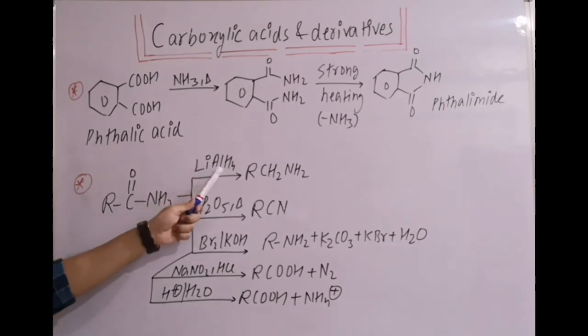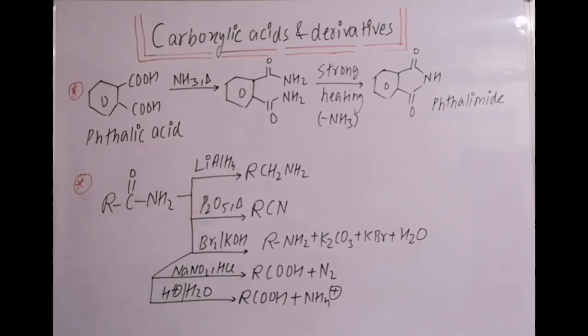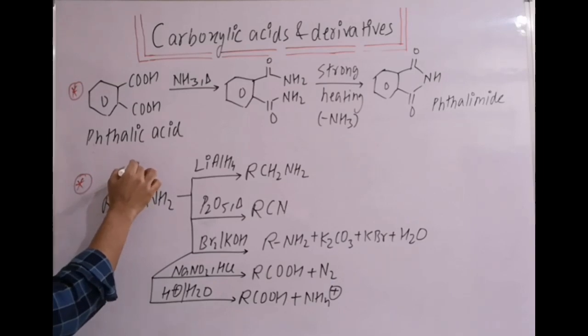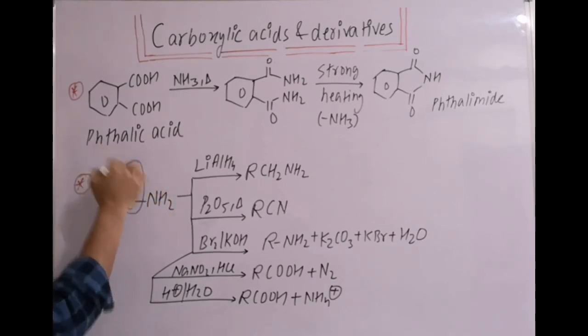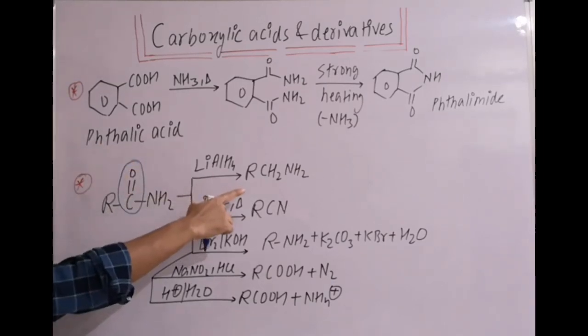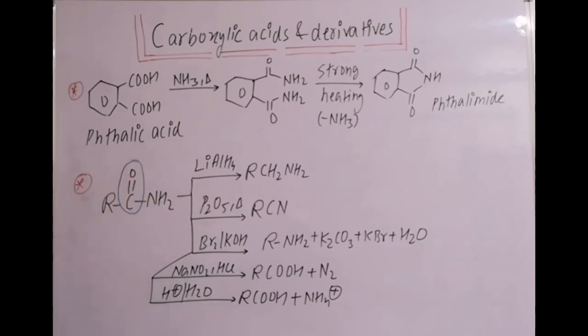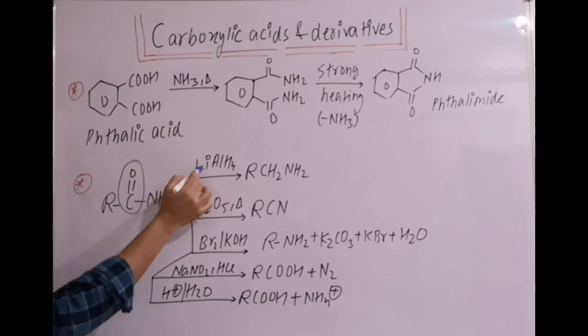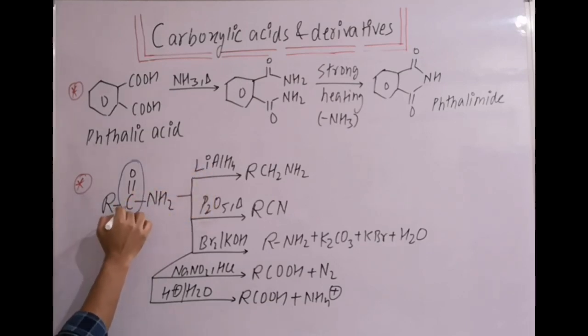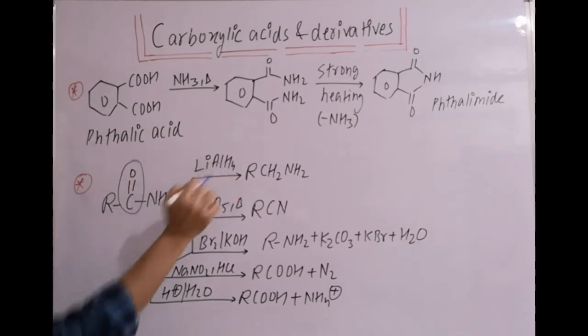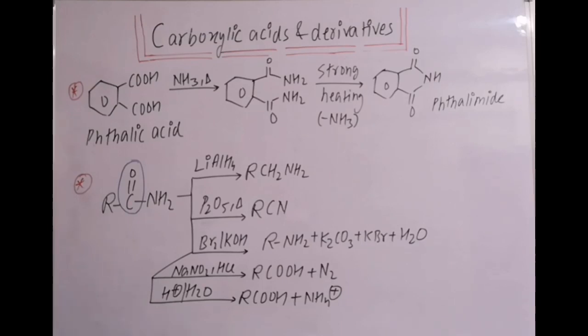Then some reactions of amide. Amide with lithium aluminum hydride undergoes reduction. Remember, C double bond O of amide is reduced to CH2. Remaining all C double bond O is reduced to alcohol. But in amide, after lithium aluminum hydride, it forms RCH2NH2. That is primary amine formed.